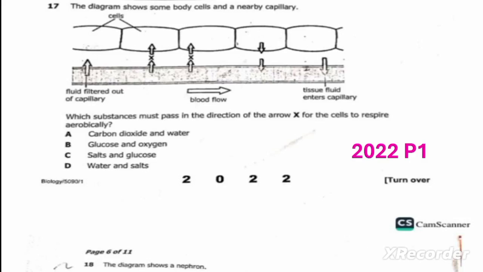A. Carbon dioxide and water. B. Glucose and oxygen. C. Oxygen, salts and glucose. D. Water and salts.